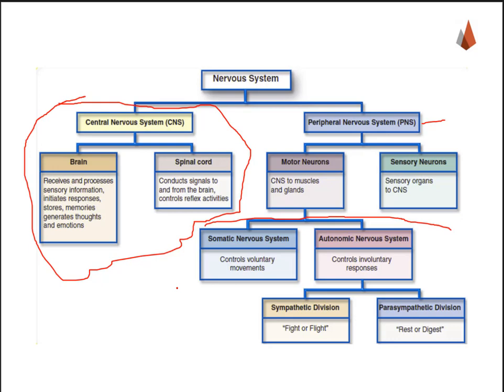The brake part is the parasympathetic nervous system, and this refers to our rest or digest. You can think of it that way. It's the brake.